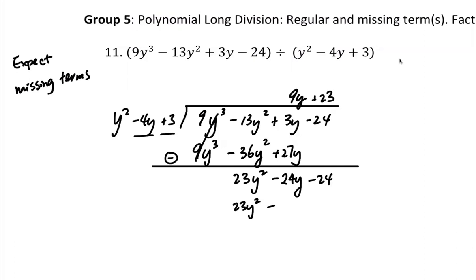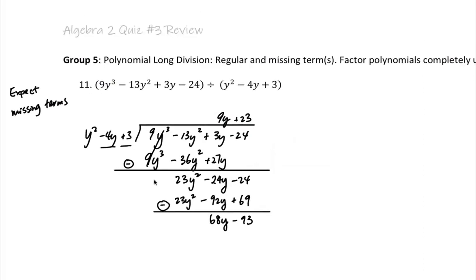So 23y squared minus 92y, and then plus 69. All right, so we probably have a remainder because I don't see them crossing out each other nicely. So what do we have here? We have positive 68y, and then we have a negative 93. Okay, negative 93. So with that said, we will go ahead and write down our answer, which will be the quotient right here, plus the 68y minus 93 divided by the divisor, which is y squared minus 4y plus 3.